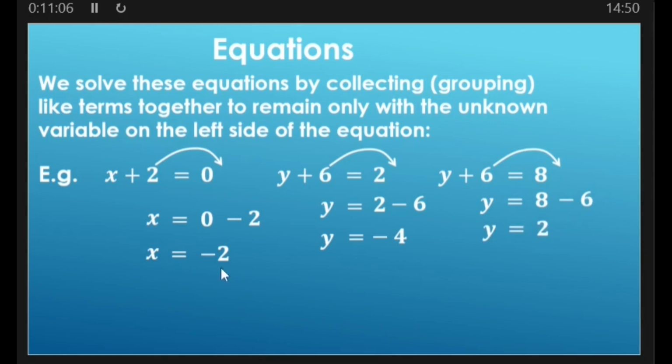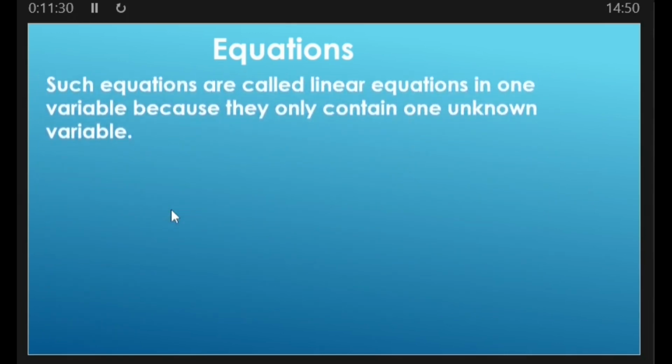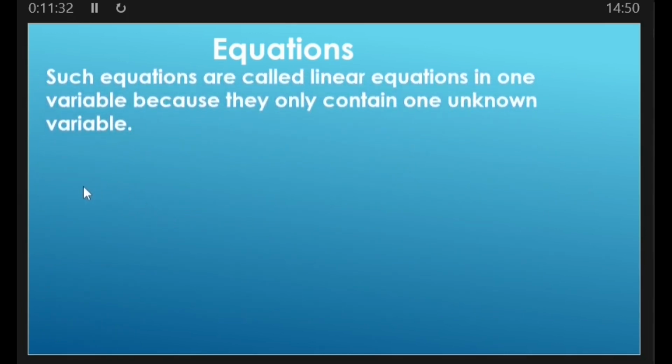All right, so we are saying such equations are called linear equations in one variable because they only contain one unknown variable. So we have one unknown variable here: x, y, y. So such equations like these ones here are called linear equations. All right, so let's look at more examples of these linear equations here.